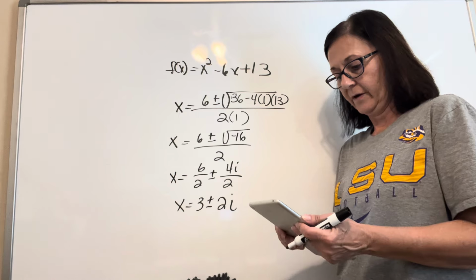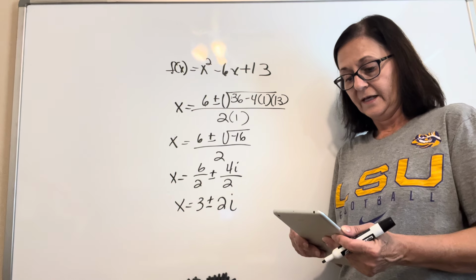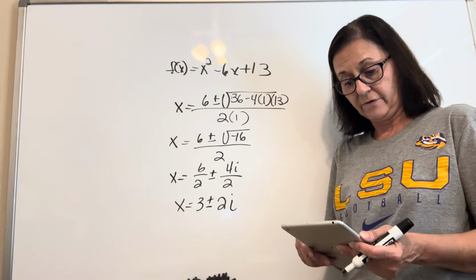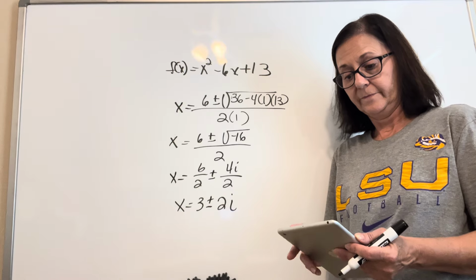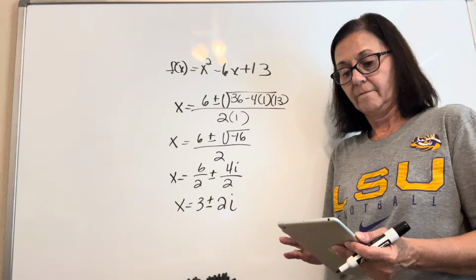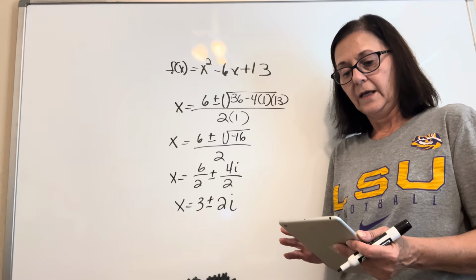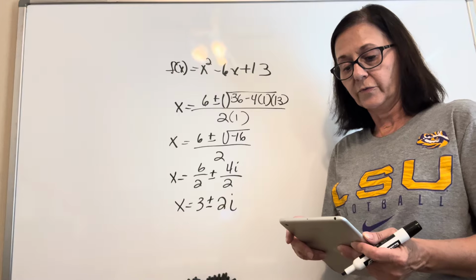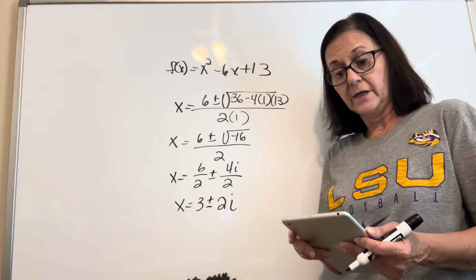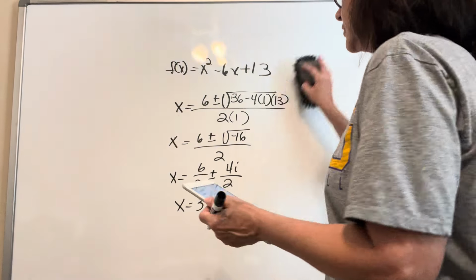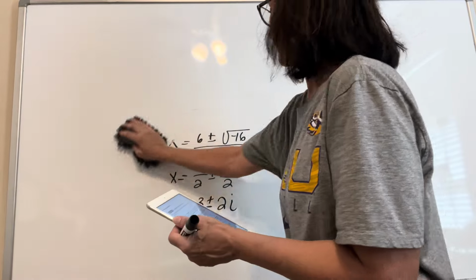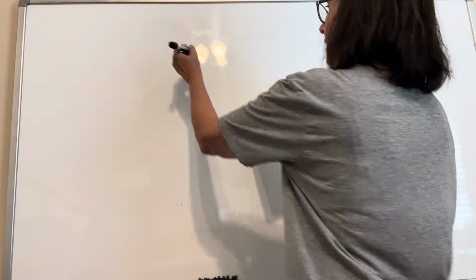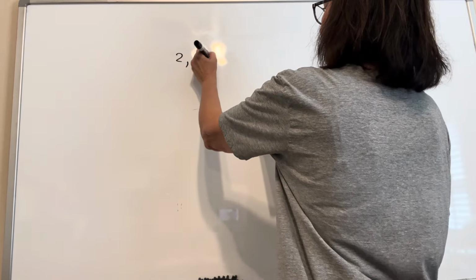There are no zeros, right? There are only solutions. So there are no real zeros for that polynomial. All right? Now look at example 3. It says find a polynomial with real coefficients whose zeros include the numbers 2 and 3 plus i.